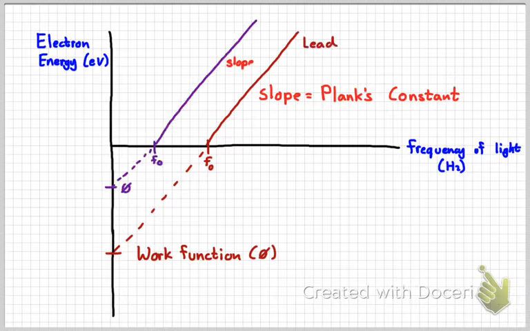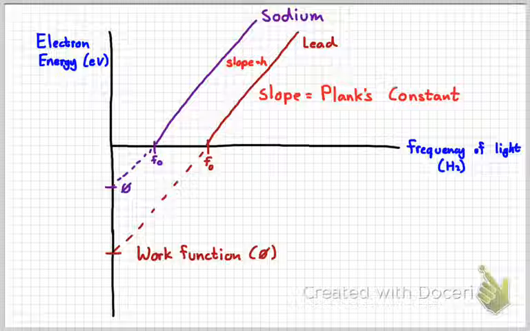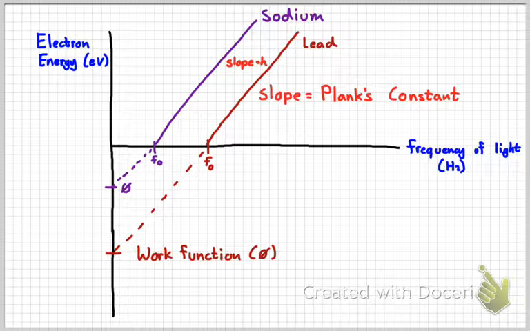So if this was a graph of lead, and I graph sodium right next to it, sodium has a lower threshold frequency. Therefore, it's got a lower work function. But it's still going to have the exact same slope, because each additional step increase in the frequency of light will cause the same additional step increase in the energy of the light, and therefore the energy of the photon. So any graph that you put on here is always going to have the same slope, which is equal to a number we call Planck's constant.